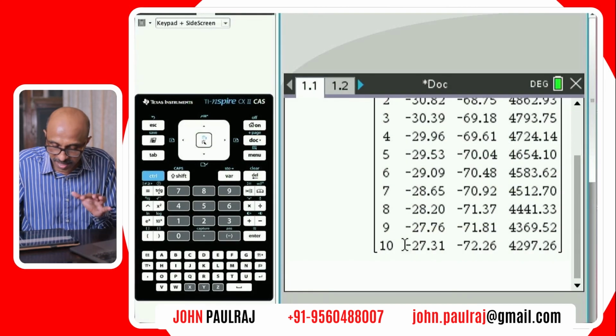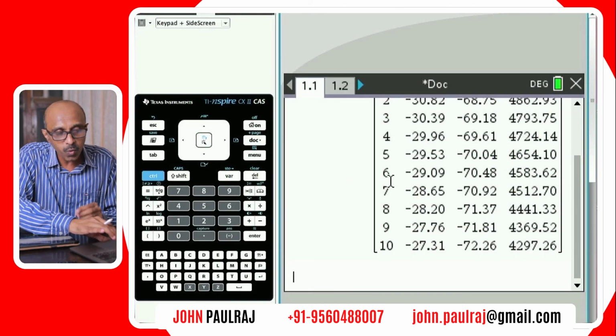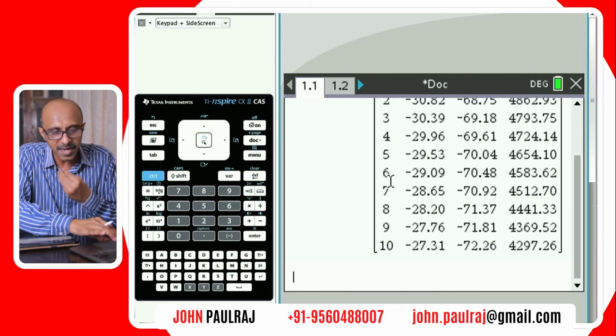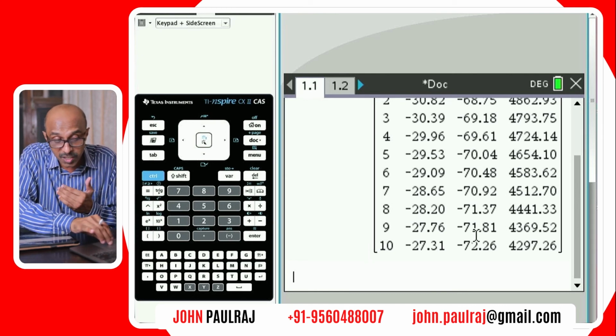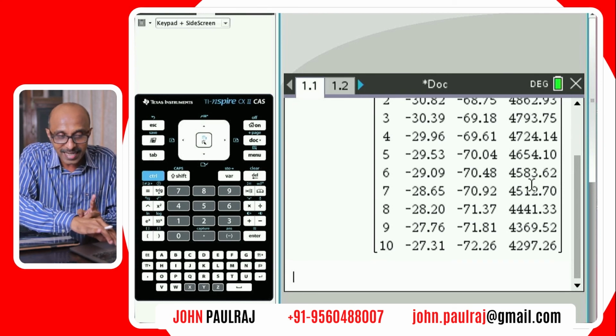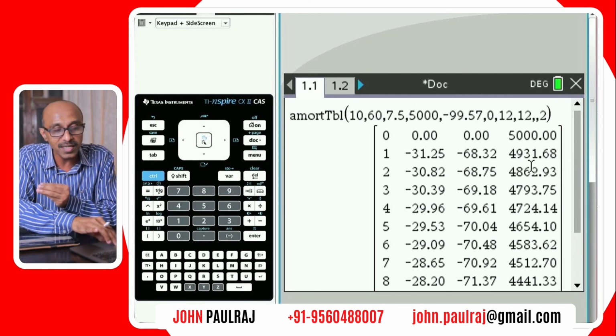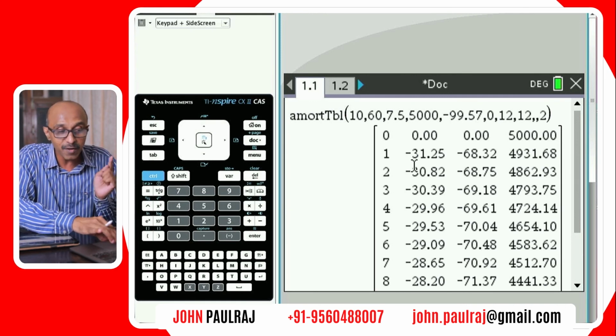So this was a quick example to show you how you can answer questions like these, where you have to find out the amount that is owed after the end of a certain installment. In this case, it was the 10th installment. So we read the row corresponding to 10. And that last column on your amortization table shows the balance, the balance that is still owed at the end of that particular installment.